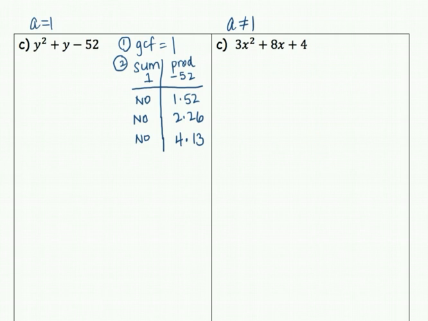All right, 52 and 5. No. 52 divided by 6. Nope. 52 divided by 7. Nope. And so forth. I'm just kind of going through here. 52 divided by 9, 10. No. 11. No. 12. No. 13.